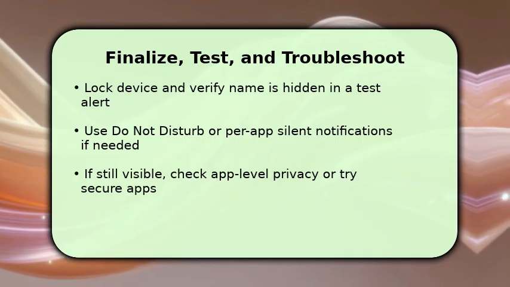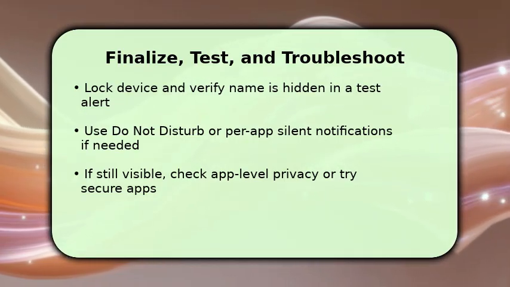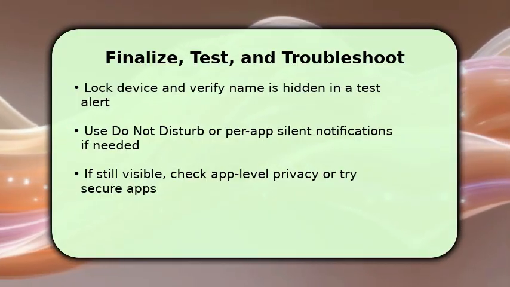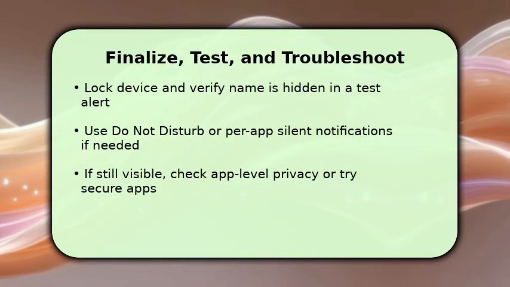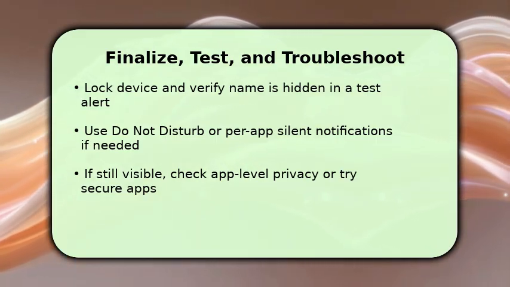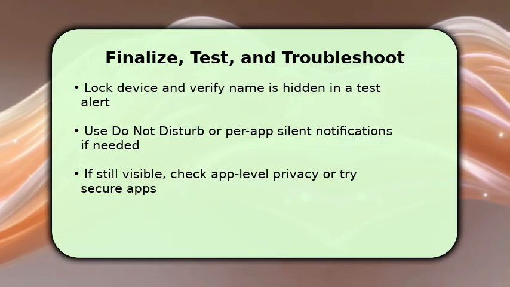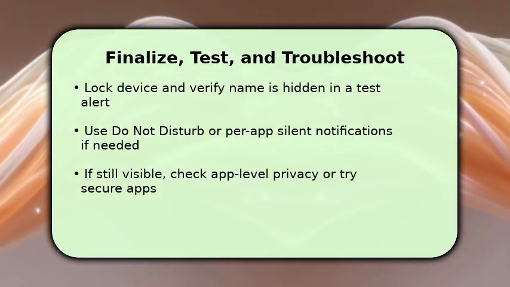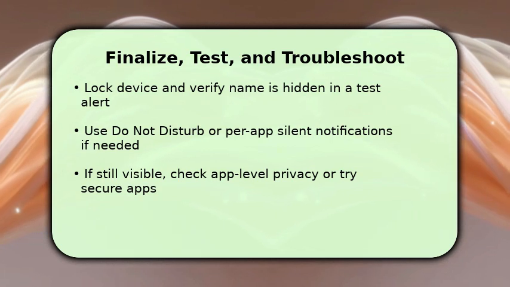If names still appear, enable Do Not Disturb for finer control or set the app's notifications to silent so content does not display. Should problems persist, check the app's internal privacy settings or consider using a privacy-focused messaging app. Tip: if a manufacturer's skin behaves differently, search that device's notification privacy option and reapply these steps.